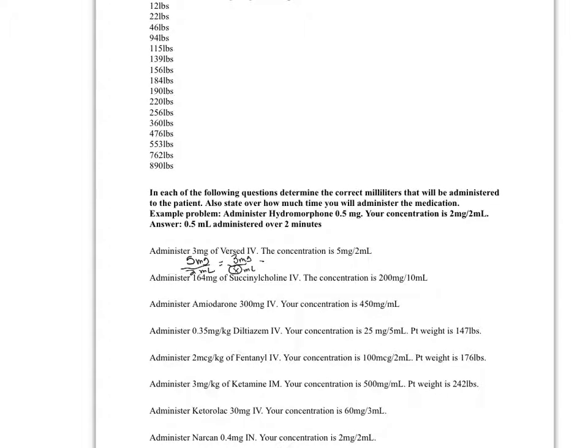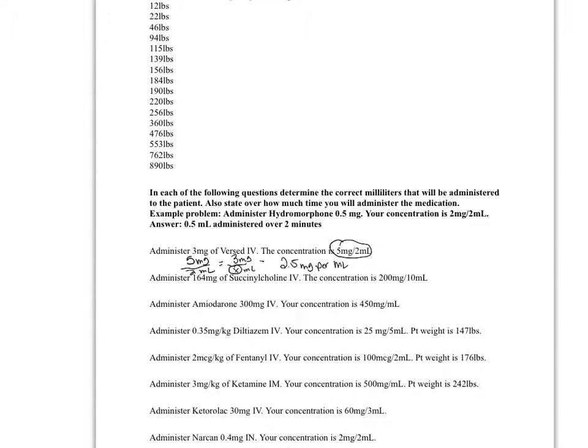The other thing I want to make a note of is if I break this down, I can figure out how many milligrams I have per milliliter, and that will always give me a check to make sure that my math is correct. So I have 5 milligrams in 2 mLs. That breaks down to 2.5 milligrams per mL.